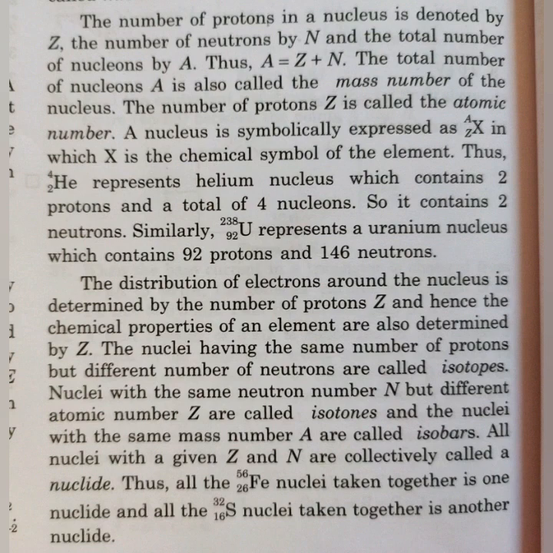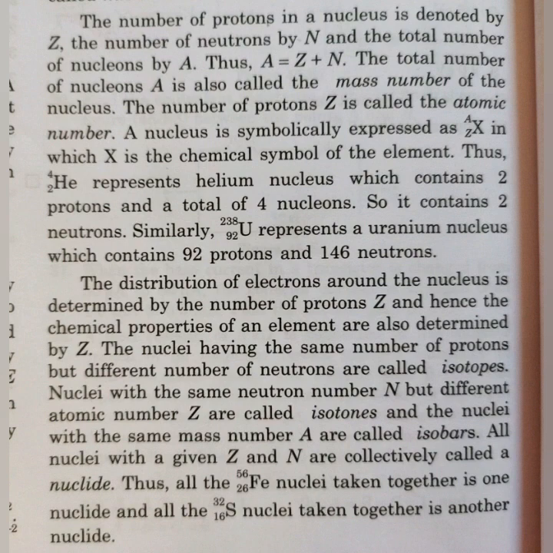From these two, we can find the number of neutrons, and that is A minus Z, which is equal to 4 minus 2, and that is 2 neutrons. Similarly, U-238 with Z of 92 represents a uranium nucleus containing 92 protons and 146 neutrons. We know the number of protons Z is equal to the number of electrons. Therefore, the chemical properties of an element are also determined by the number of protons Z.